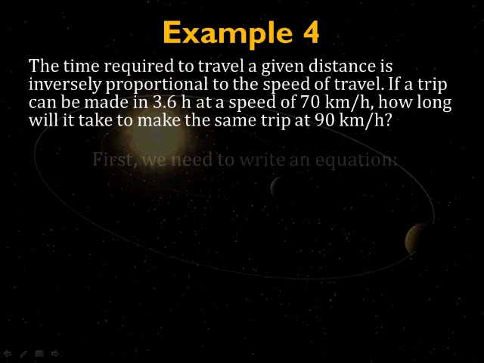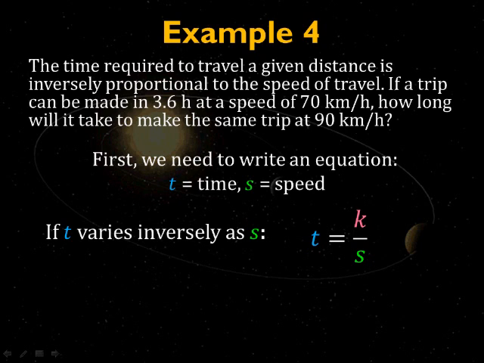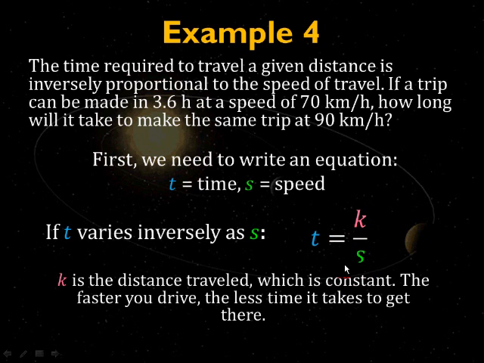So, first you need to write an equation. Let's let t equal time and s equal speed. If t varies inversely as s, we know that t equals k over s. There's the inverse part. K represents the distance traveled. So think about it: speed times time equals distance. That's all k is in this case.